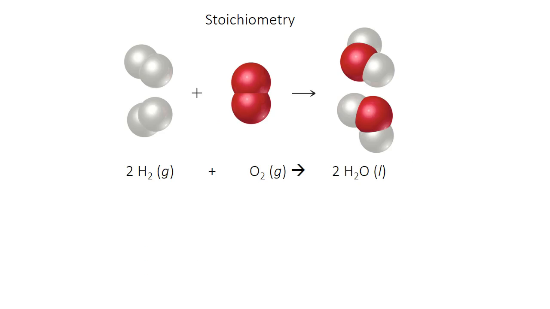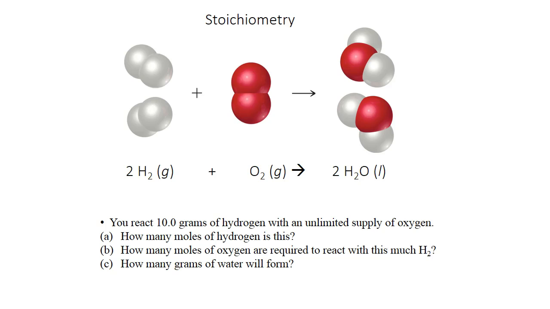Then we're going to move on and we're going to use this reaction stoichiometry to figure out, if we have 10 grams of one reactant and an unlimited supply of the other reactant, not only how many moles of the reactant is that, or how many moles of oxygen are required to react with that much hydrogen, but also how many grams of product will form. So we're going to use the same value given to do a few different calculations.